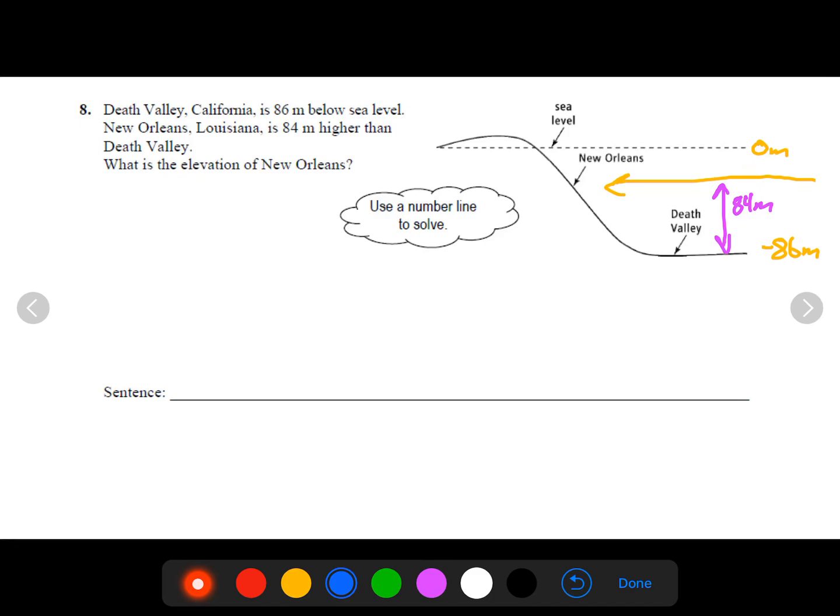We are starting at -86 meters for Death Valley. And we're adding 84 meters to that, because that's the distance between Death Valley here and New Orleans here. That's the 84. So we're starting at -86 and we're adding 84 to figure out what New Orleans is. So that's the equation or the expression I've set up here so far. Once we solve that, -86 plus 84, we're going to end up with -2 meters.